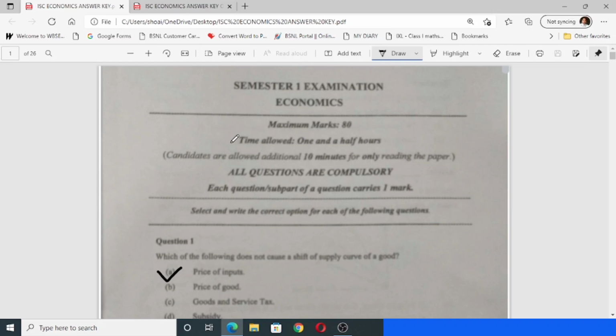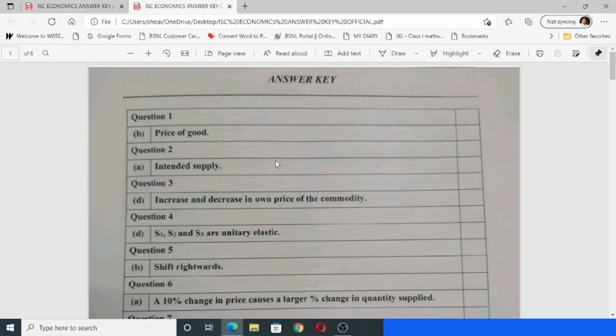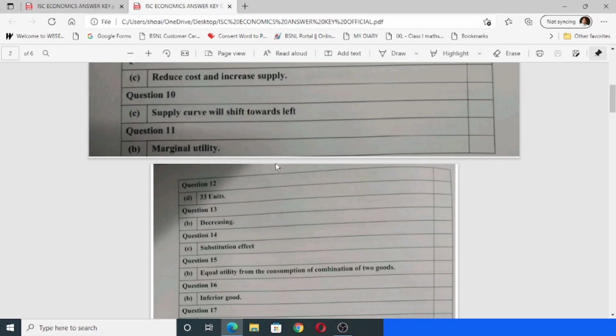So both the papers are with me, the question paper is also there and the answer key is also there. So you can see the answer key is here. Okay, so all the answer key, that means the full answer key is with me.